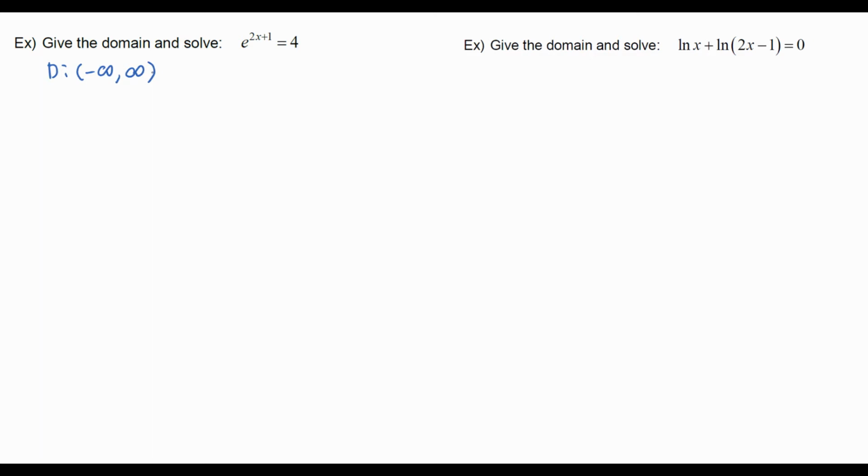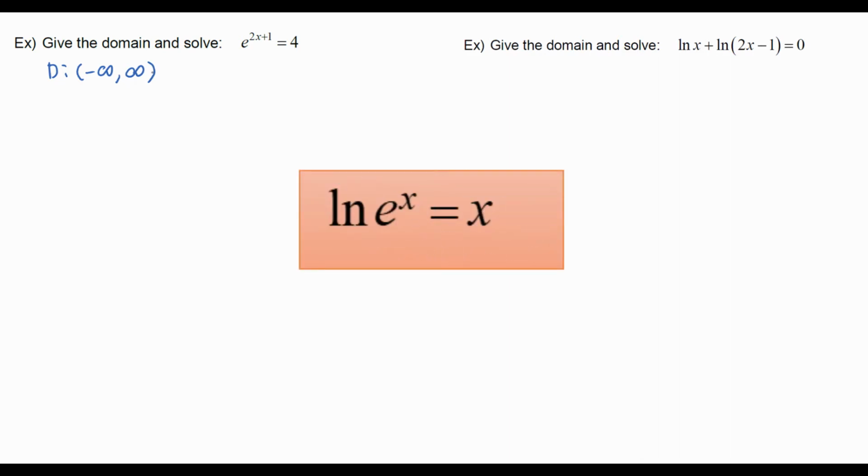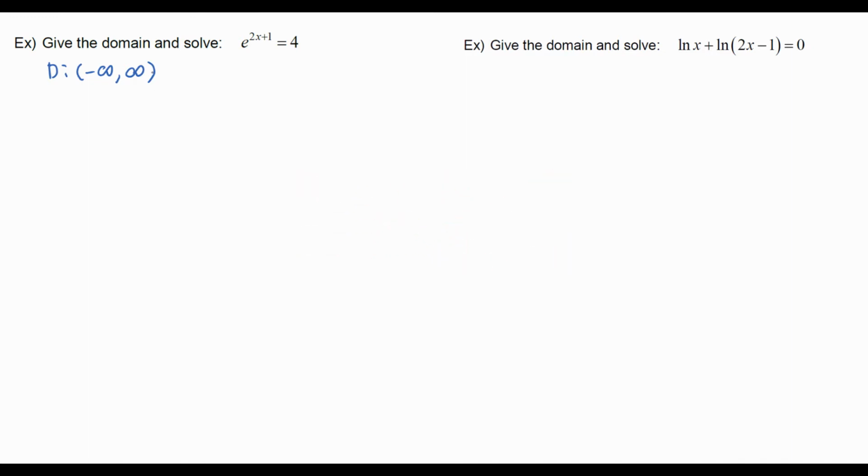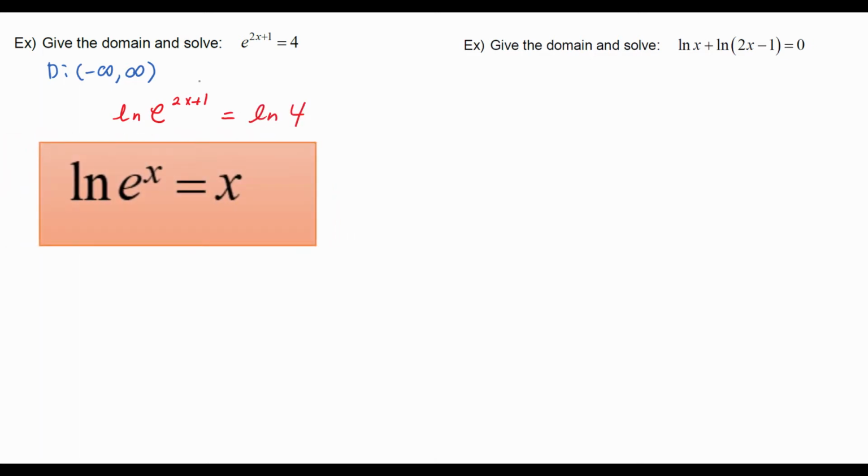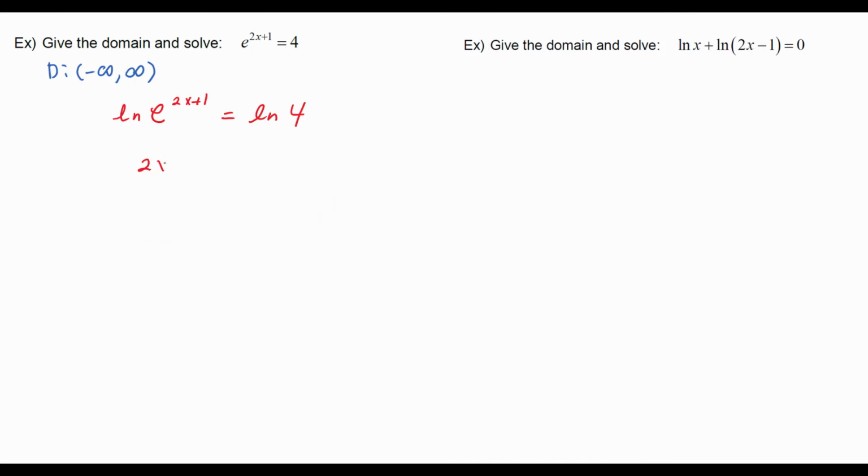Remember we just said at the end, because e to the x and natural log of x are inverses of each other, you just saw that ln of e to the x is just x. So when you have an exponential equation, you take the ln function of both sides. So you are going to take ln of both sides. So you have ln e to the 2x plus 1 equals ln of 4. And because ln e to the x is just x, ln e to the 2x plus 1 is just 2x plus 1. That's equal to ln 4. To solve that, we need to subtract 1 from both sides.